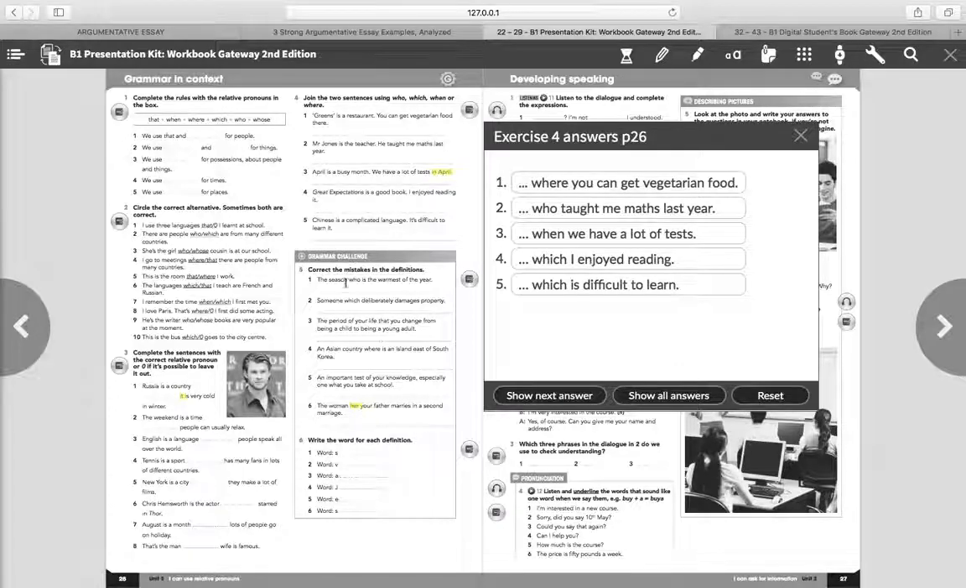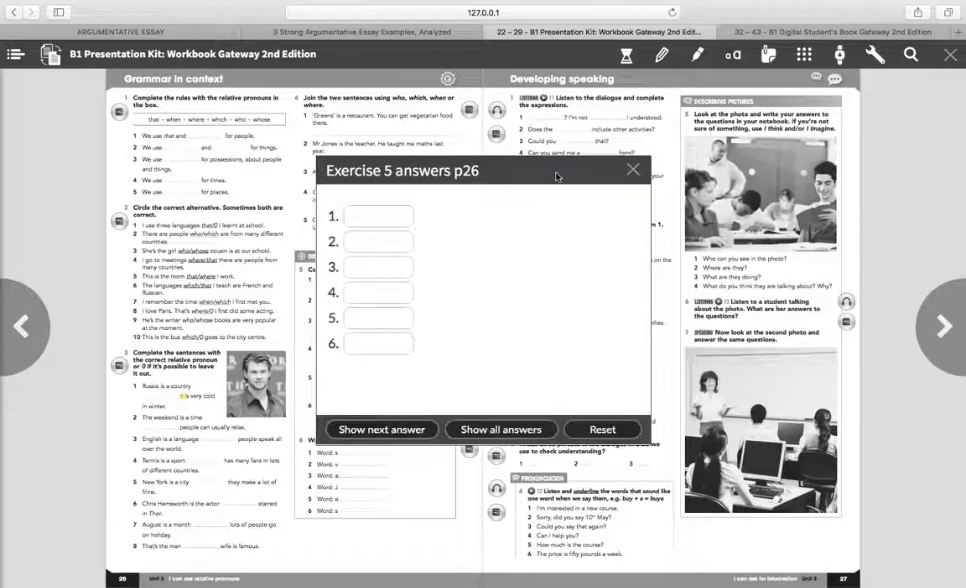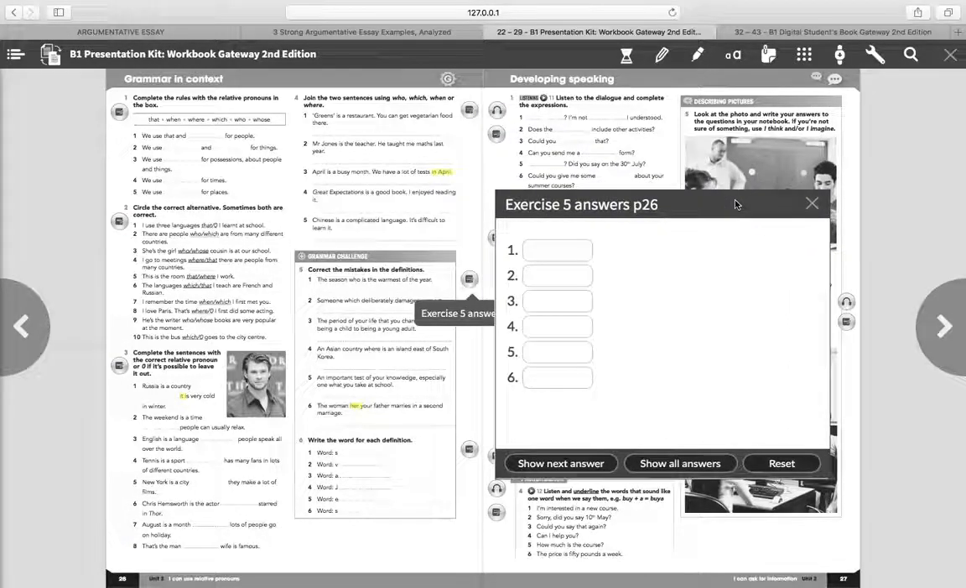Okay. This season, who is the warmest of the year? Okay, just check your answers for that one. That one, not who. Of course, it's an object, season. Who or that, someone. Period of your life. Period of your life is a time. Asia is a country where is in. Where is. No, which is or that is.